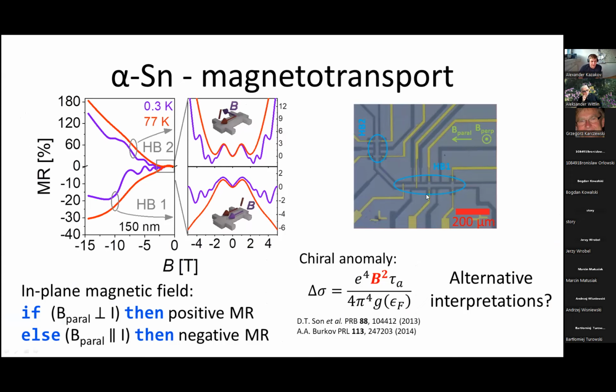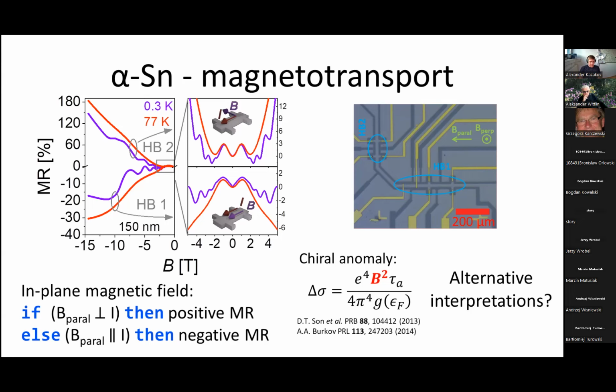We call the whole bar where the magnetic field is parallel to the current HB1, whole bar 1, and where it's perpendicular to the current HB2, whole bar 2. We see that magnetic resistance in both cases has different signs. In HB1, where the current is parallel to the magnetic field, we have negative magnetic resistance. In the other whole bar, we have positive magnetic resistance. And that's the behavior which was expected for the Weyl semimetal phase.